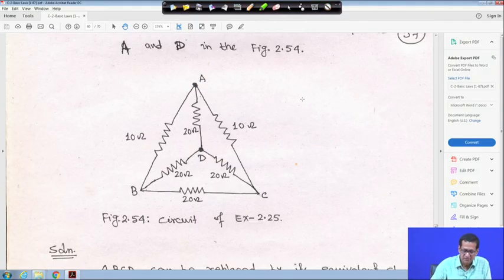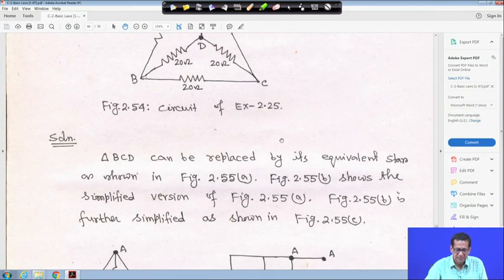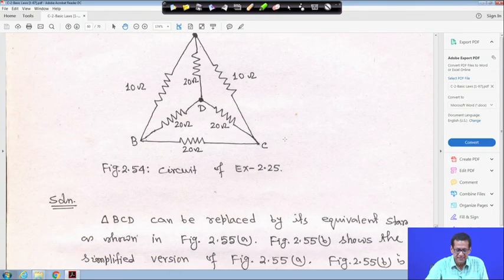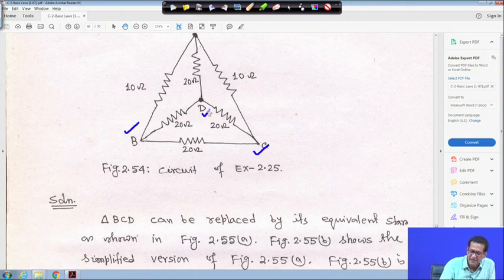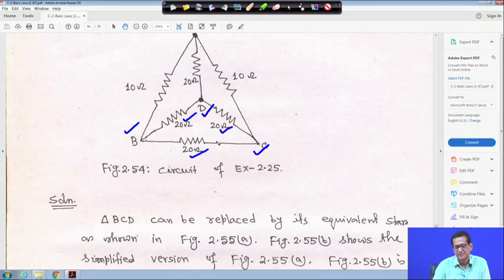Now in this case what you can do is, look, if you take triangle BCD, that means B, C and D, and all are 20 ohm resistance. This is 20, this is 20, all are 20 ohm. So it is a delta formation, you have to convert it to star first, and all are equal, 20, 20, 20. So things are simple. So first let me clean it.